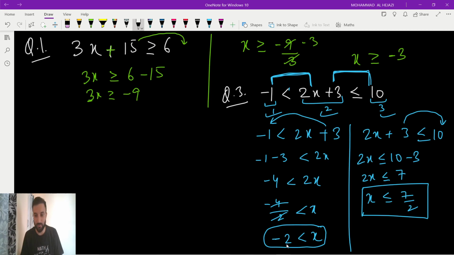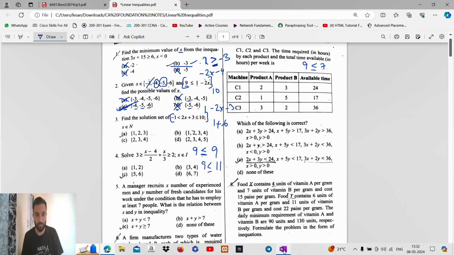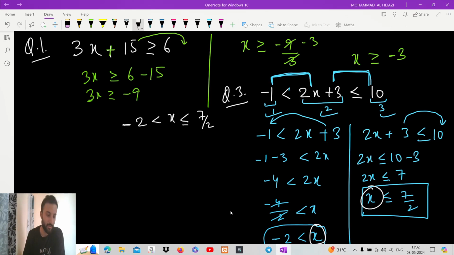This is the first part, minus 2. The second part is x, and x remains constant, so the second part is x only. Minus 2 is less than x, which is less than or equal to 7 by 2. Now see the value. Okay, fine, they have taken it like this. No worries. Same question, right?